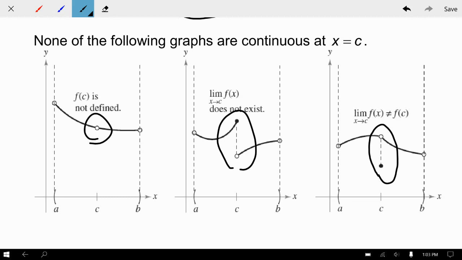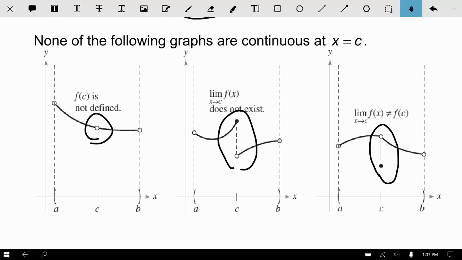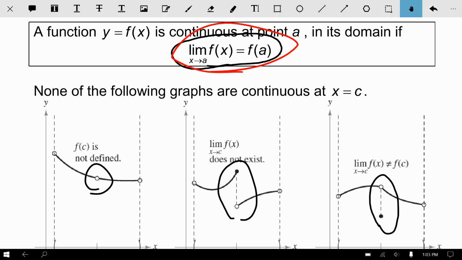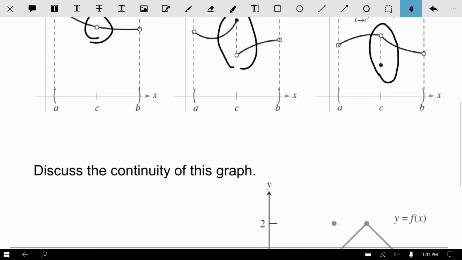The first one, we don't have a function value defined. So there's no way for me to satisfy this statement. I can't say the limit value equals the function value because there is no function value. For the second one, the limit value doesn't exist. So again, that statement can't be true. And for the third one, we do have a limit value and we do have a function value, but they're not the same. So if I want to justify whether a function is continuous, I'm always thinking about continuity at a point being, does the limit value equal the function value at that point?